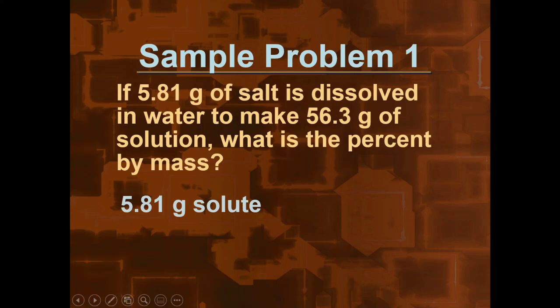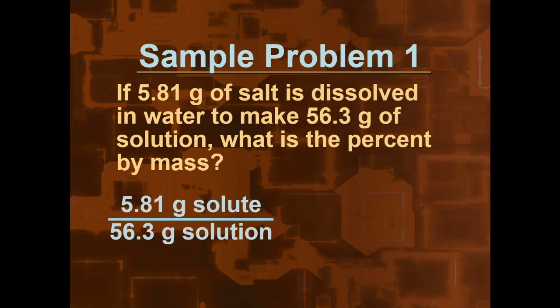So 5.81 grams of solute is divided by the whole, which is 56.3 grams of solution. If I gave you grams of salt and grams of solvent, you'd need to add the two of them together to get grams of solution. So in this case, 5.81 grams of solute divided by 56.3 grams of solution times 100 gives us a 10.3% solution. This is standard. You've been doing these kinds of things for a lot of years now. It shouldn't be any difficulty for you to continue to do these percent by mass problems at this point in time.